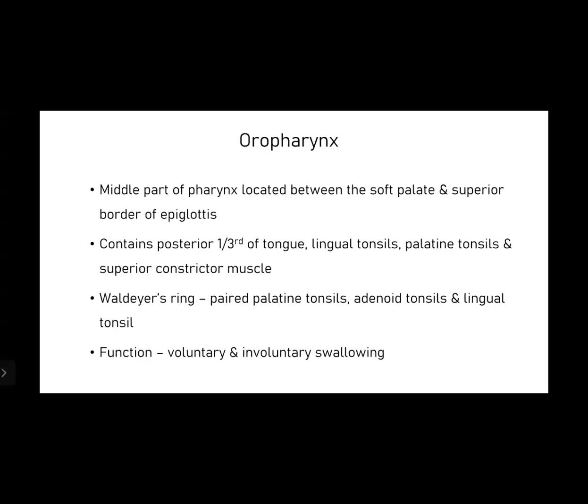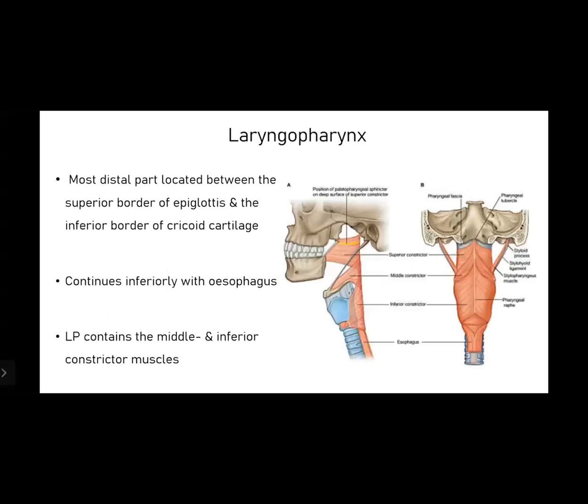Okay, so the last part is called the laryngopharynx, which is the most distal, or most inferior, part, located between the superior border of the epiglottis and the inferior border of the cricoid cartilage. And this continues inferiorly with the esophagus. The esophagus is obviously at the back, and in front you have the larynx. So the laryngopharynx contains the middle and inferior constrictor muscles.